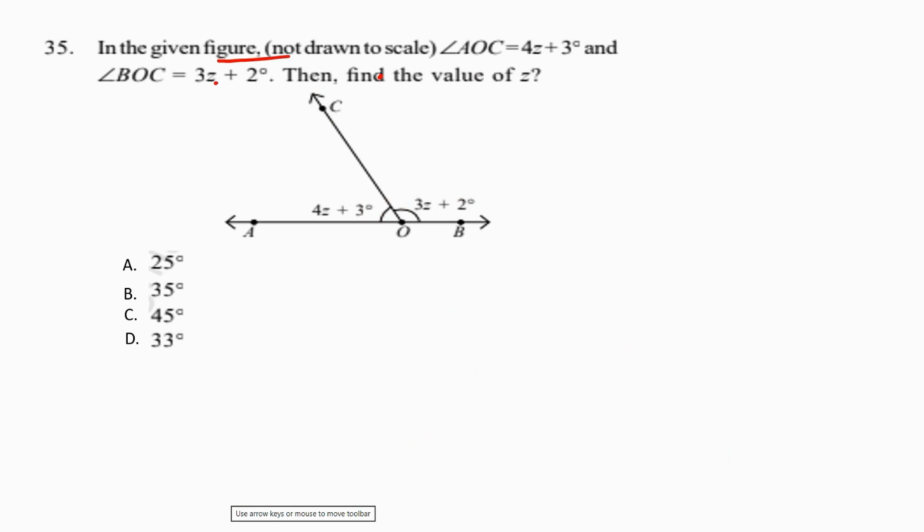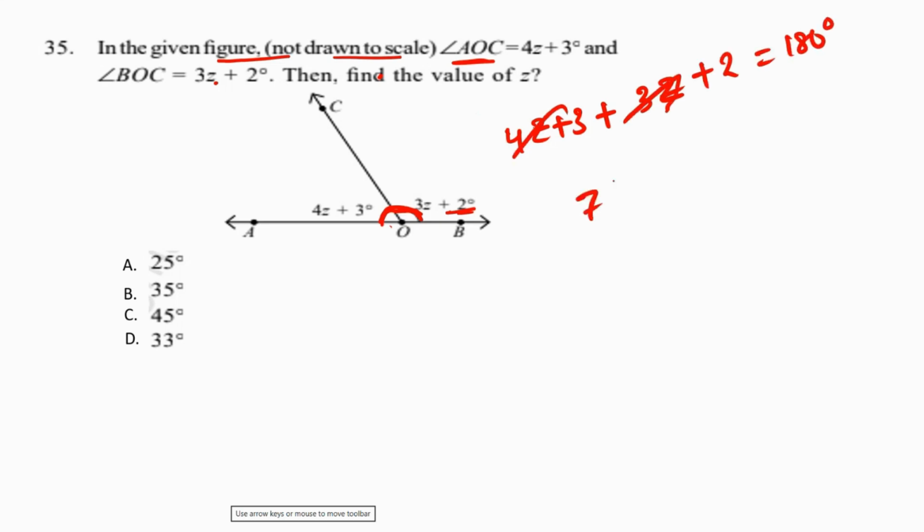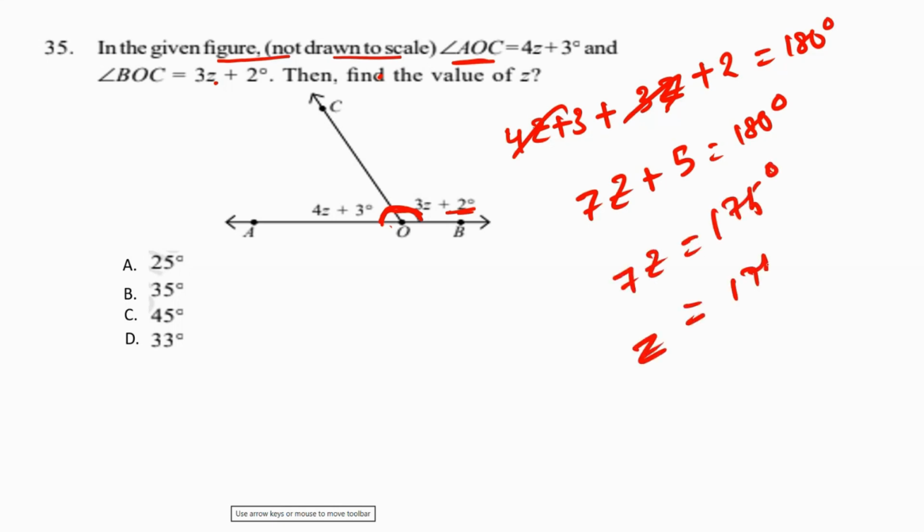Next question reads, in the given figure not drawn to scale, angle AOC is given to be 4Z plus 3 and BOC is given to be 3Z plus 2. If we observe, these two are a linear pair, hence forming a straight angle, so together they should be 4Z plus 3 plus 3Z plus 2, equal to 180 degrees. 4 plus 3, 7 times Z, plus 3 plus 2, 5, equals 180. Or 7 times Z is equal to 175. So Z is 175 by 7, which gives 25 degrees. Hence, the value of Z is 25 degrees.